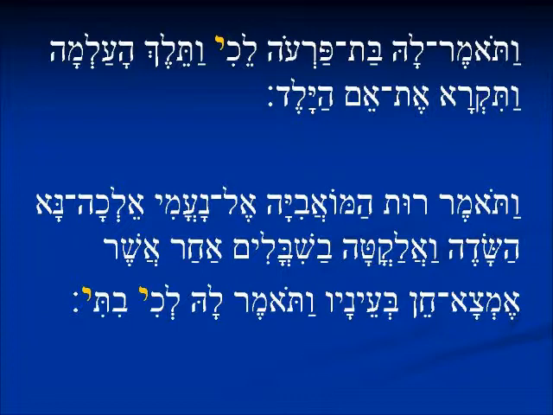Shemot Bet Pasuk Shmona, Exodus 2:8. Vatomer la bat paro, lechi v'telecha alma, v'tikra et em hayeled. Ruth Bet Pasuk 2, Ruth 2:2. Vatomer Ruth hamoaviyah el Naami, el chana hasadeh, va'alakata b'shibolim achar asher imtza chen be'enav, vatomer la lechi viti. So the yud is used as a suffix for the imperative or the imperfect second person feminine.